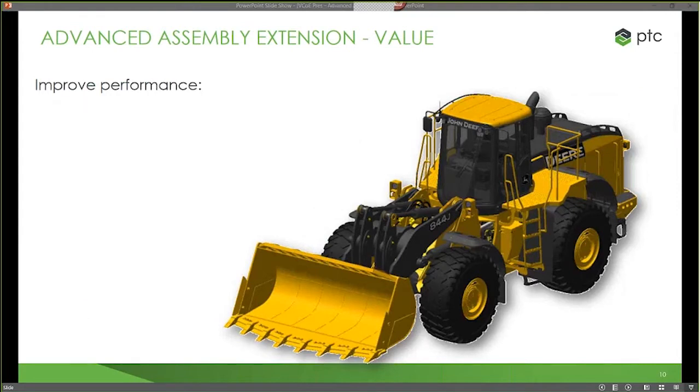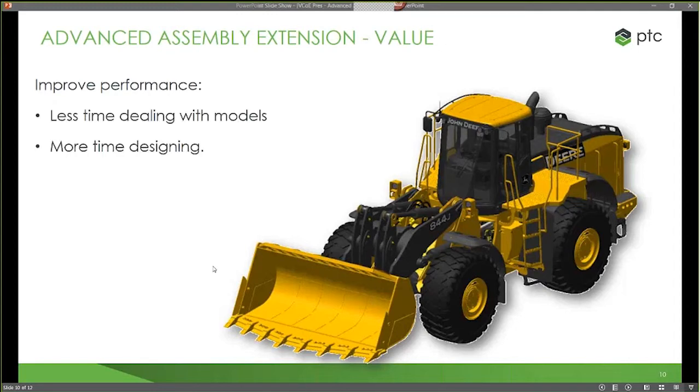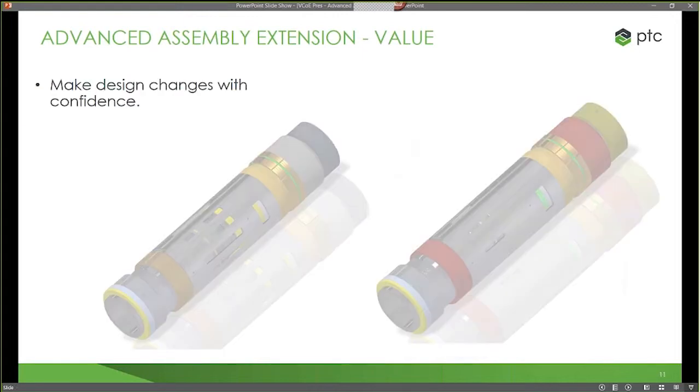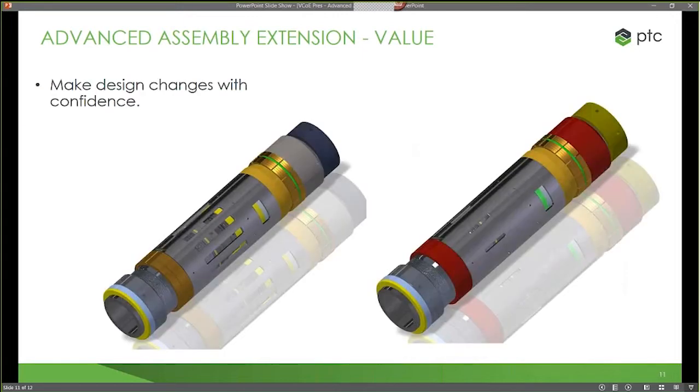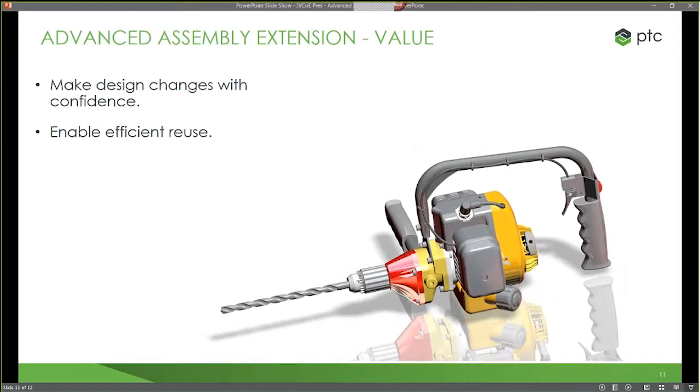Now, just to wrap up here, again, I just want to touch on the value points of what we had gone over. So the main goal we're trying to give with advanced assembly is improve my performance. So less time dealing with my models and more time just spent designing. So don't waste time dealing with the hassles of a large model. Be able to effectively design in a smaller approach. We also want to be able to make design changes with confidence. So I know that I can deal with the model no matter how large or complex it's going to get.